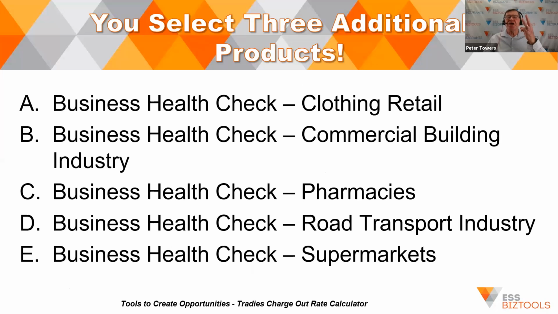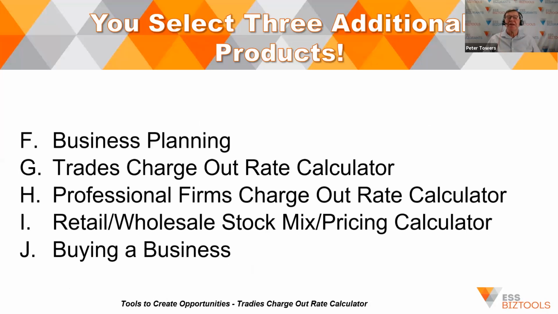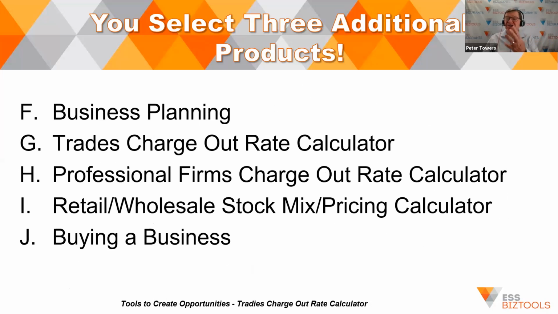And then you can select 3 additional products. And you can subscribe to others if you want to, but the $795 is covering 3 additional products. You've got business health checks, which is really key performance indicator summaries. And we've got 5 industries there, which you can pick one. We pick the whole 3 from them if you want to. We got business planning. We got the Tradies charge out rate calculator that I just showed you. That's part of the deal. We got a similar calculator for professional firms, very similar, except it doesn't have the markup on external purchases. We got a retail wholesale stock mix and pricing calculator.